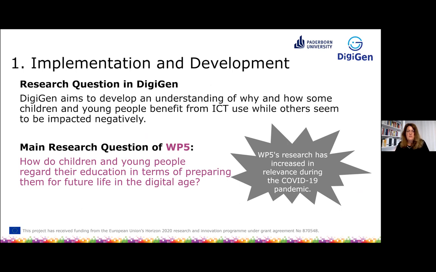Our main research question in work package five, which is focusing on ICT in education, is: how do children and young people regard their education in terms of preparing them for future life in the digital age? And what we learned from the last months is that our research question has been of increasing relevance during the COVID pandemic and will still be of relevance when it comes to planning for the time beyond the pandemic and overcoming all the impact that the pandemic had on digital education in these months.